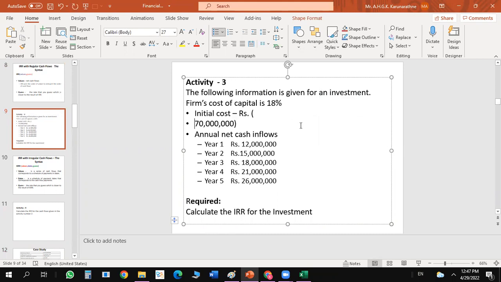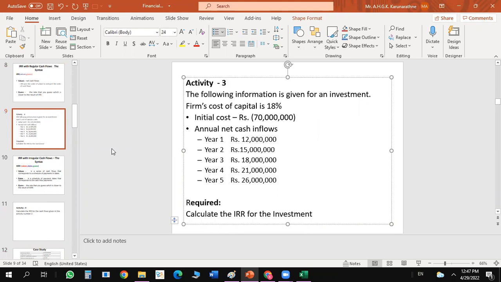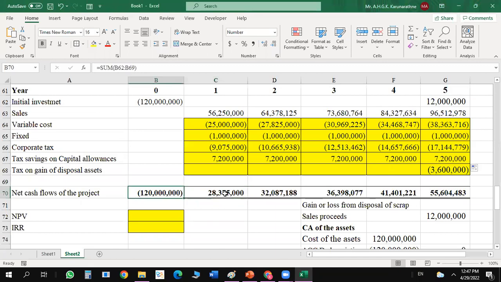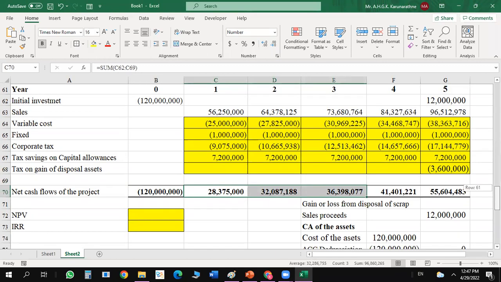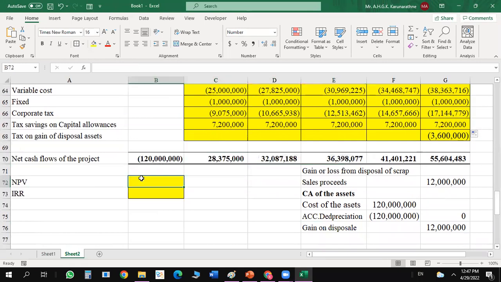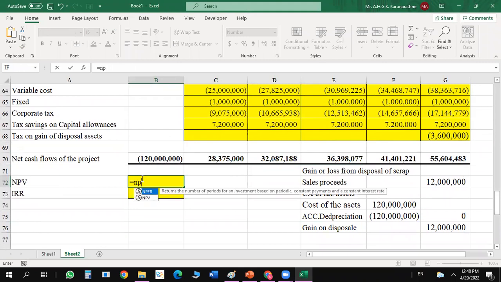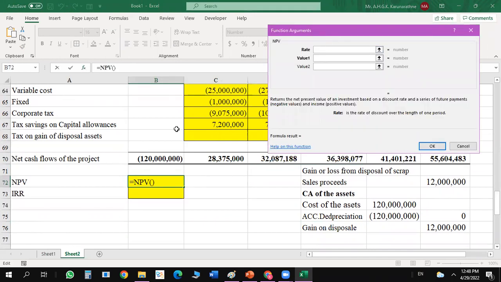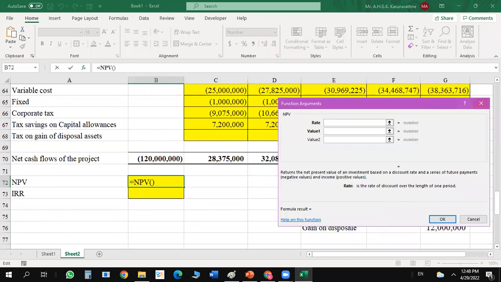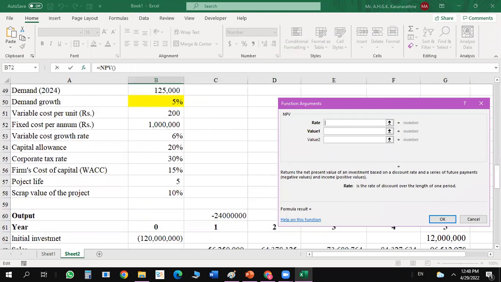Then you can easily compute NPV and IRR. Here you have the initial investment and future cash flows. So what is the NPV? We'll compute NPV. Say NPV, go to the formula, go to this dialog box and give the rate inputs. This is the cost of capital.